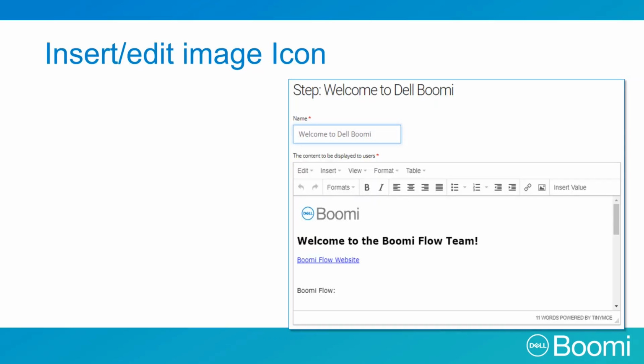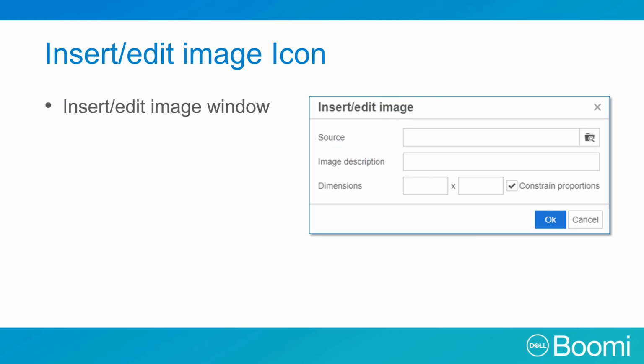In this section, we'll be speaking about the Insert Edit Image icon. The Insert Edit Image icon allows you to insert an image from your computer drive into a step element or presentation component. When the Insert Edit Image icon is clicked on, the Insert Edit Image window will open on the screen. Clicking on the magnifying glass and folder icon will open the Asset Manager window.